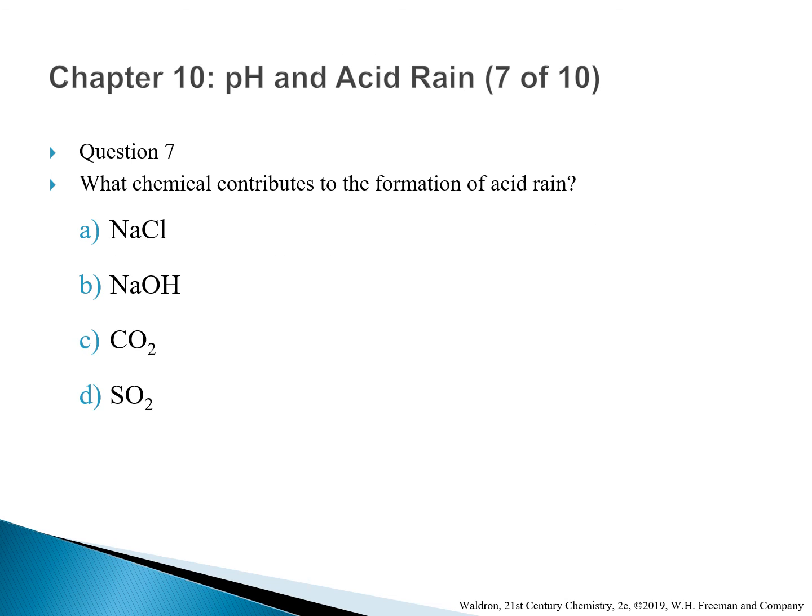Question 7. What chemical contributes to the formation of acid rain? A. Sodium chloride. B. Sodium hydroxide. C. Carbon dioxide. D. Sulfur dioxide. Please pause your video here. The correct answer is D. Sulfur dioxide, SO2. The common pollutants found in air that cause acid rain are sulfur dioxide and nitrogen dioxide.